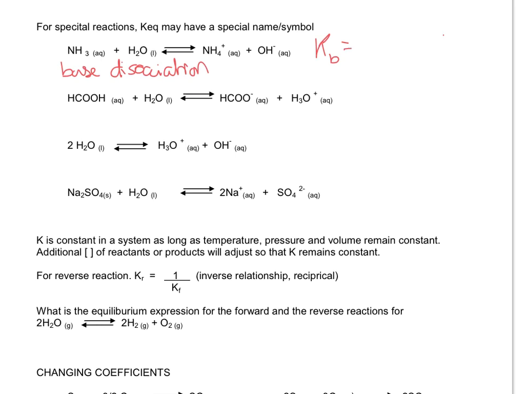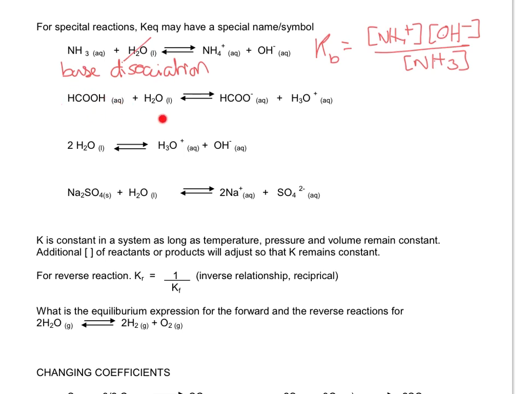It's the products over the reactants raised to their power. So it'd be the concentration of NH4 plus times the concentration of OH minus over the concentration of NH3. Remember, we don't put water in because it's a liquid. So this is the KQ expression, just we give it a special name. It's KB, that stands for the base dissociation constant. What if you have an acid? So let's look at the next one.